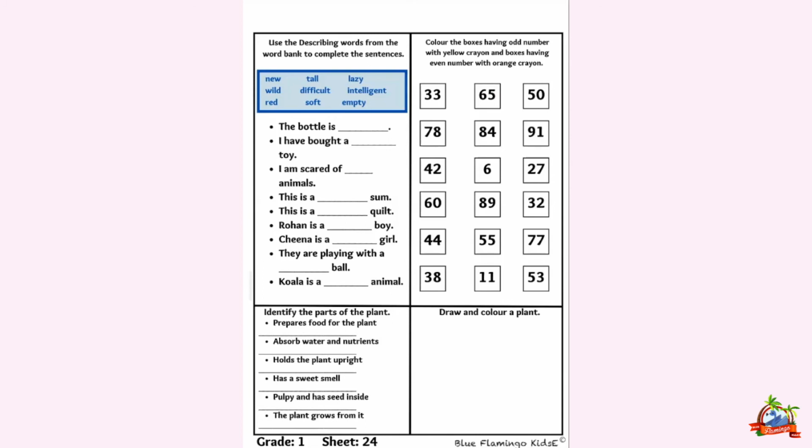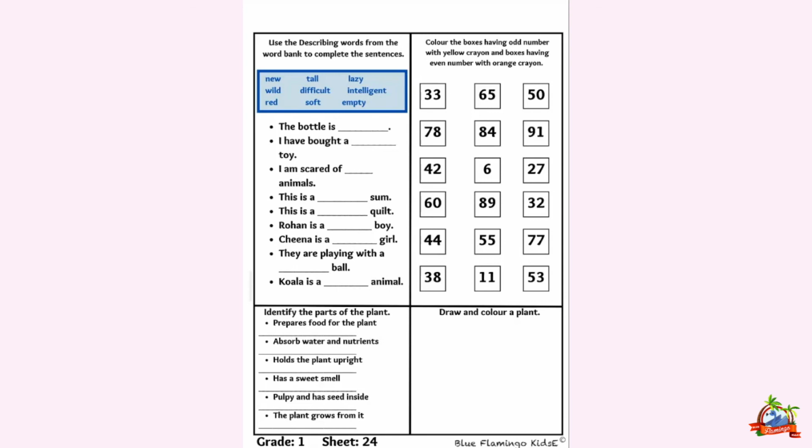The third one, hold the plant upright. What helps to keep the plant standing straight? Holds the plant upright. Stem. Yes, stem holds the plant upright. So in this way you have to read these hints, understand them, and then you will automatically identify which part it is.